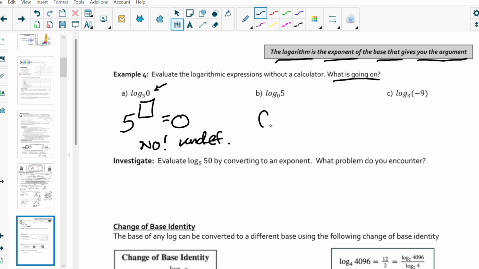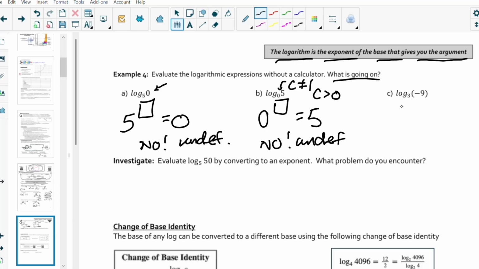How about log base 0 of 5? I take the base, I apply an exponent, I get the argument. Does this make sense? What exponent can I apply to 0 and get 5? Well, there is none, so no. This is undefined as well. Also, if you go back to our notes, the restrictions on the base: c must be greater than 0, and c cannot equal 1. So this doesn't meet our test here. The base c cannot equal 1 to be a logarithmic function, and c must be greater than 0. It's not greater than 0.